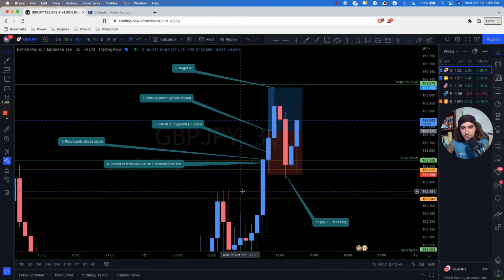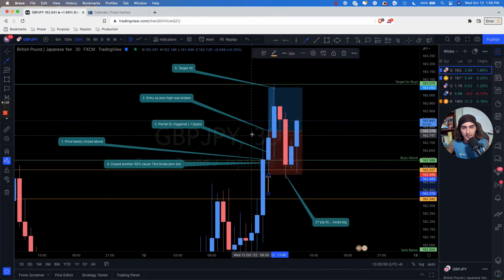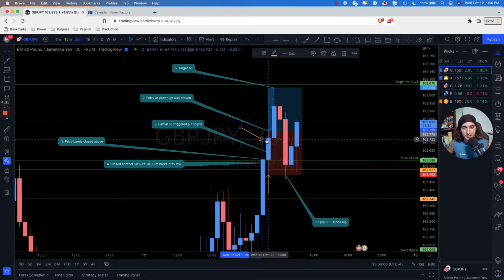So with that said, I was looking for an entry after a lower wick was created. So the lower wick was created here, and then I wanted to take an entry as this previous high was broken on the 30-minute candle. So as you can see, the high was broken.